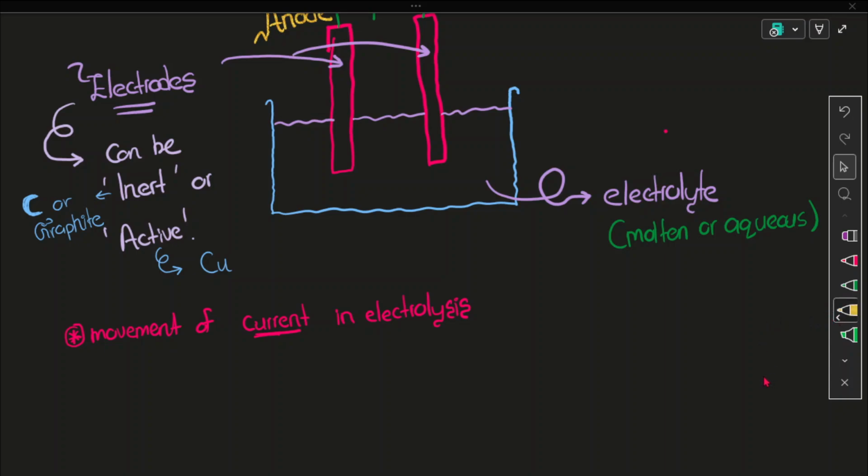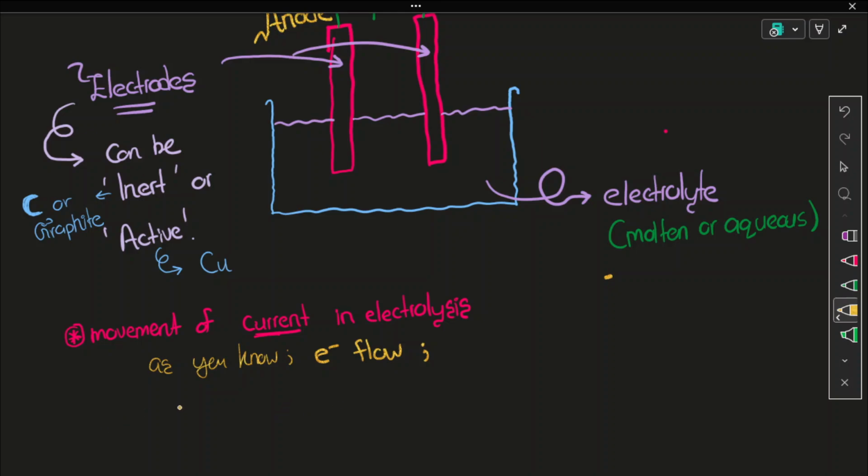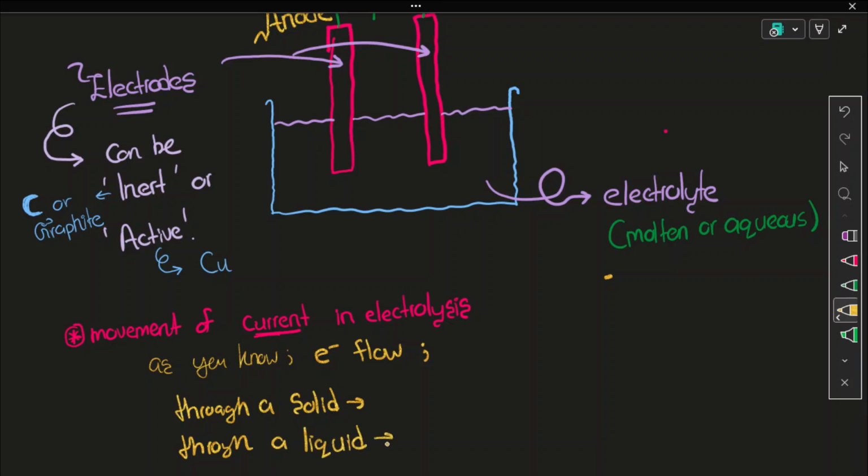What am I talking about? Weird, right? Simply speaking, let me pick a bigger pen. As you know, this is how current, or electrons, so e minus for electrons, flow in the following manner. Through a solid, they flow in one way, and through liquids, current flows in one certain way. What are these certain ways?